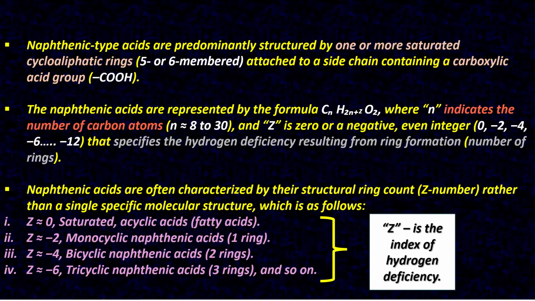Naphthenic acids are often characterized by their structural ring count, that is the Z number, rather than a single specific molecular structure, which is as follows: Z equals 0, that is saturated acyclic acids, fatty acids. Number 2, Z equals -2, that is monocyclic naphthenic acids, that is one ring. Z equals -4, that is bicyclic naphthenic acids, that consists of two rings. And Z equals -6, that is tricyclic naphthenic acids, that is of three rings, and so on. Therefore, Z is the index of hydrogen deficiency.